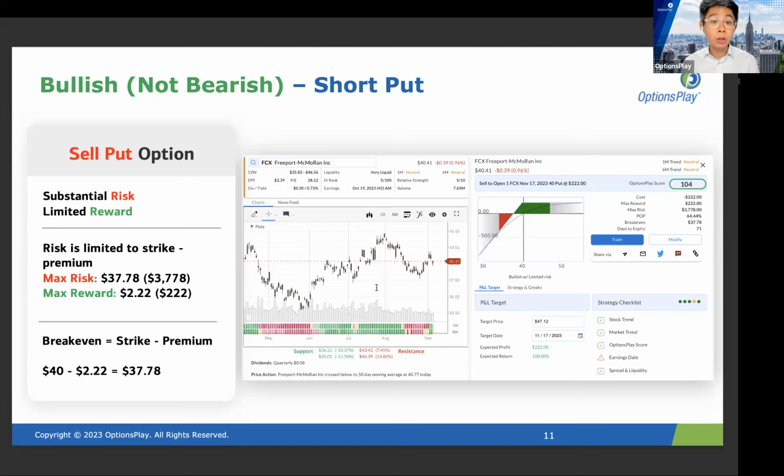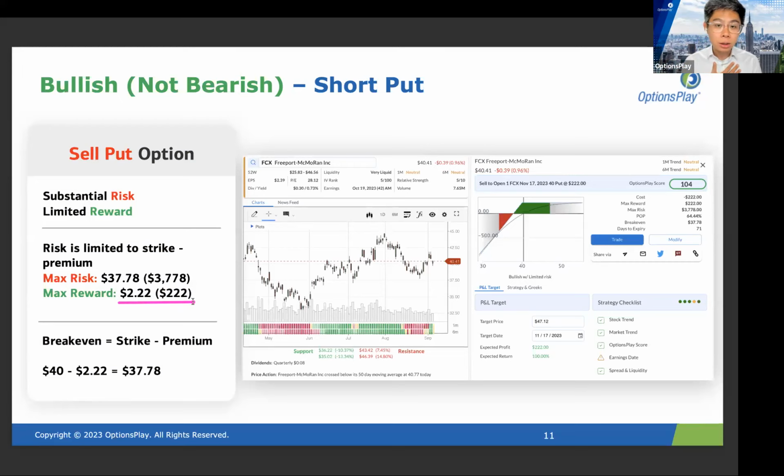But let's determine what you get and what you are risking when you sell a short put. So Freeport McMoran, like I said earlier, when I was looking at this yesterday, when I was putting together these slides, was trading at a little over $40. So I was looking at selling the November $40 put. And for that, I can collect $2.22. So remember, for every 100 shares, $2.22 per share multiplied by 100 means that instead of paying over $2 for a call option, here when I'm selling a put, I'm going to get paid, right?